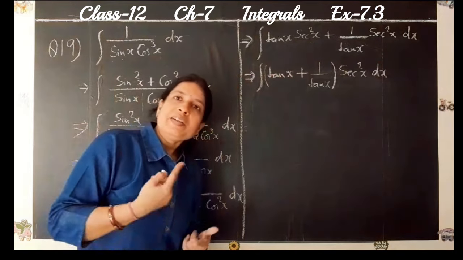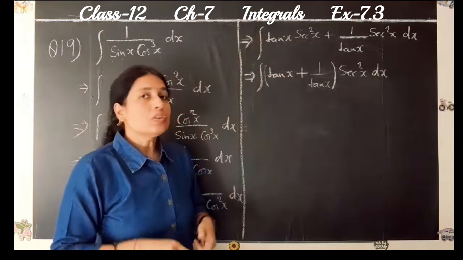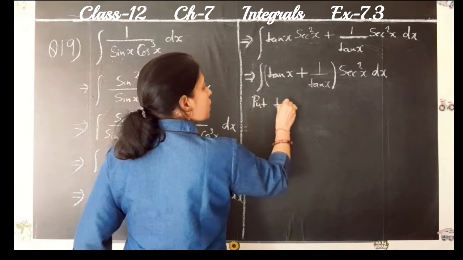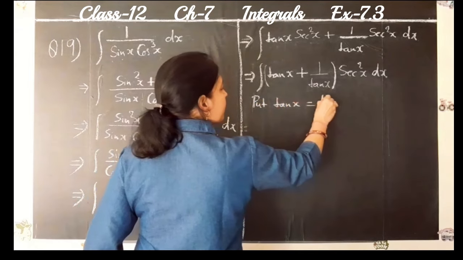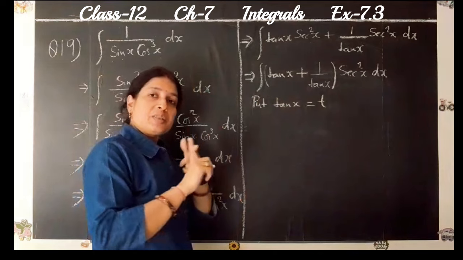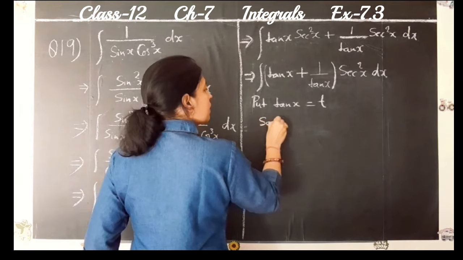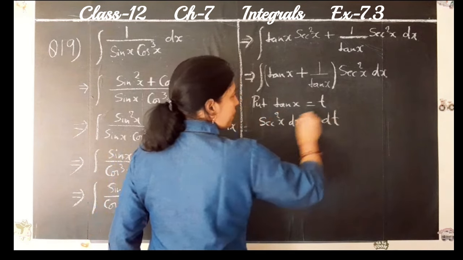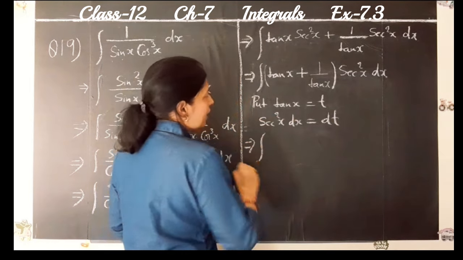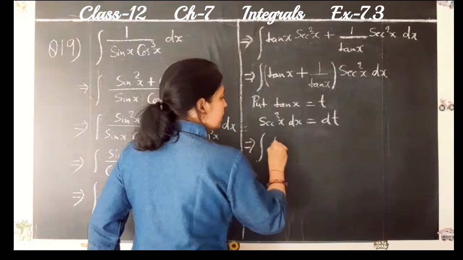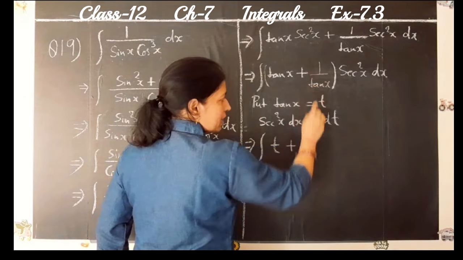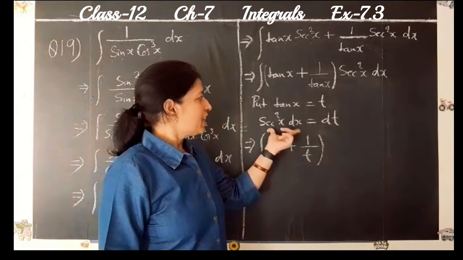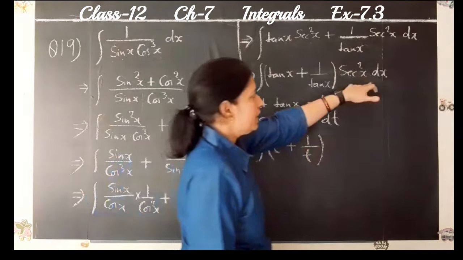And we know that derivative of tan x is sec square x. So by integration by substitution method, if we put tan x equal to t, then differentiating both sides, we get sec square x dx is equal to dt. So we can write our integral: tan x is t, so write here t plus 1 by tan x, so 1 by t. And in place of sec square x dx, we can write dt.